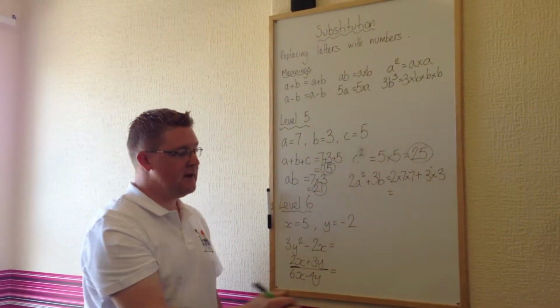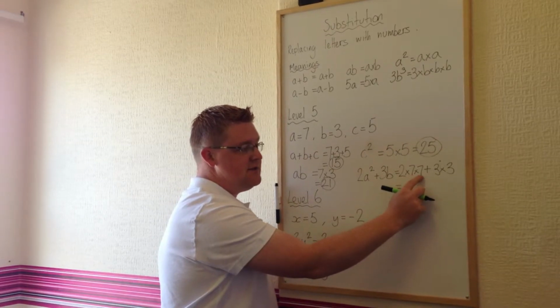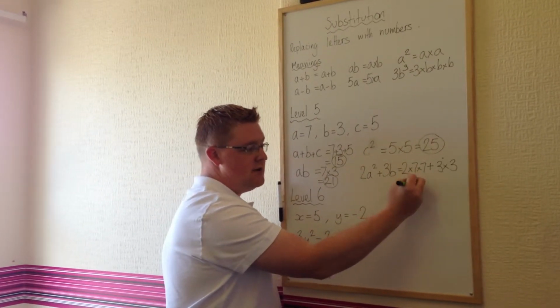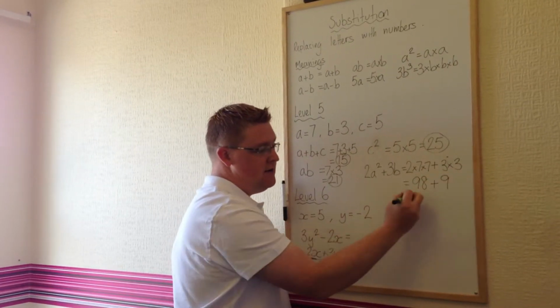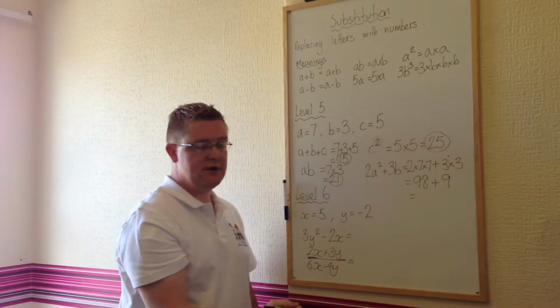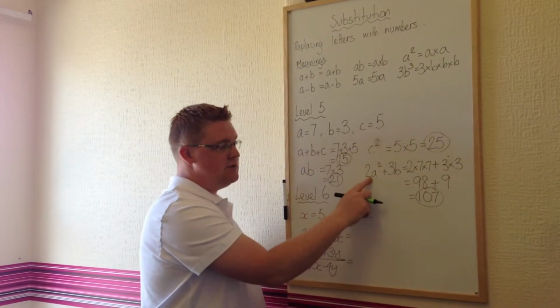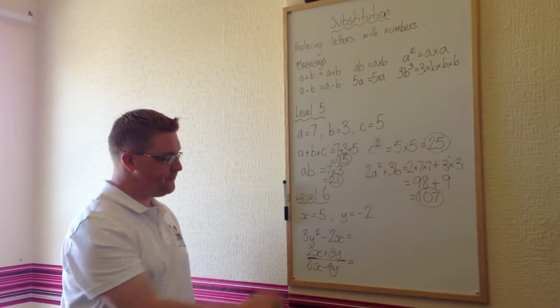Must remember our big maths, we always do addition last. So 2 times 7 times 7, well 7 squared is 49, times 2 is 98. Add 3 times 3 is 9, so 98 plus 9 is 107. So 2A squared plus 3B is equal to 107.